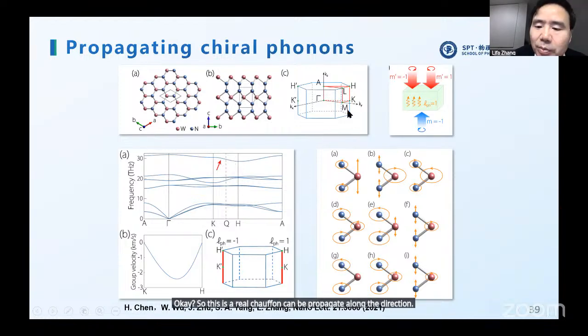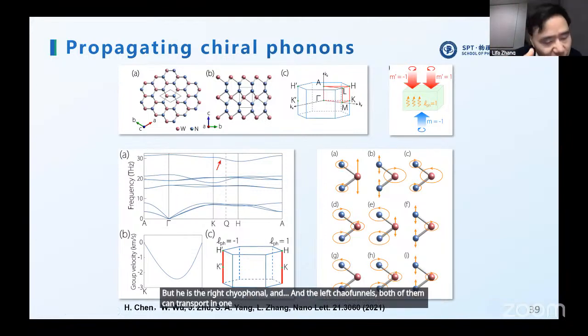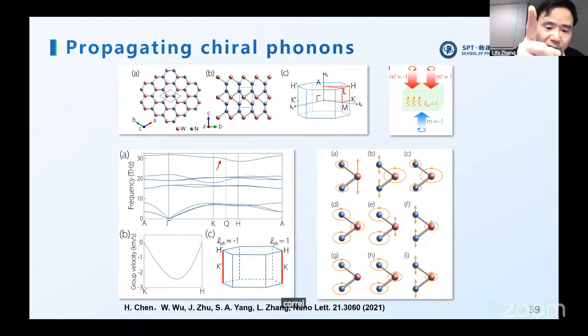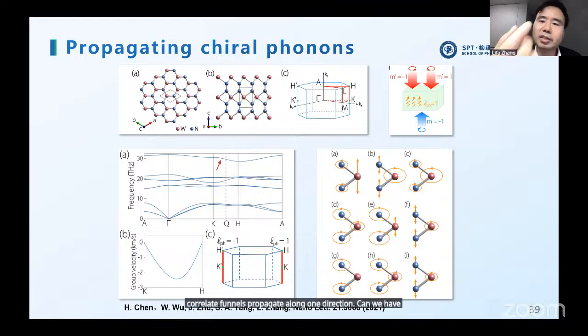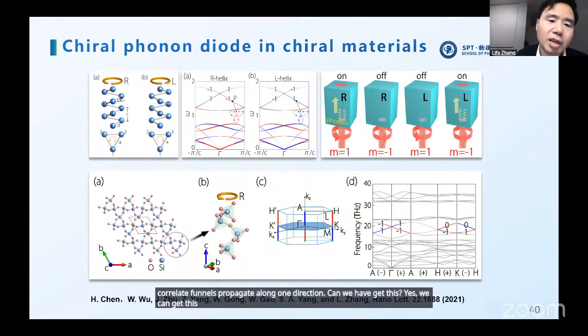But here the right chiral phonon and the left chiral phonon can both transport in one direction. So can we divide these two phonons, because we only need one correlated phonon to propagate along one direction? Can we get this? Yes, we can get this in chiral materials.